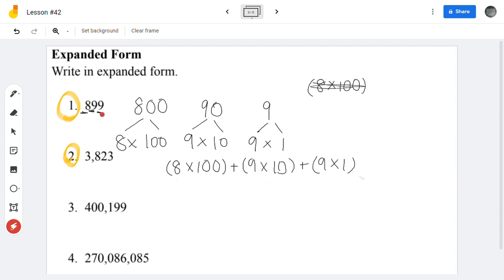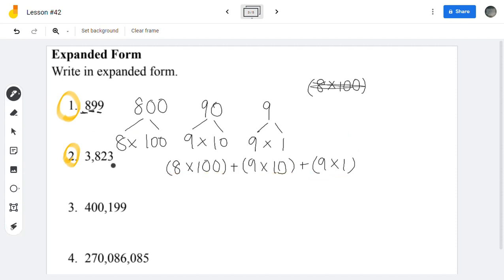If you know your place value, you should know how I got all of these numbers. It should be fairly easy. 8 is in your hundreds place, so I did this. 9 is in your tens place. 9 is in your ones place, so it goes like that. Now these numbers that I placed over here are just a pre-step that I took to getting the final answer. You don't have to do this. You can automatically go into your final form, which I will show you in number 2.